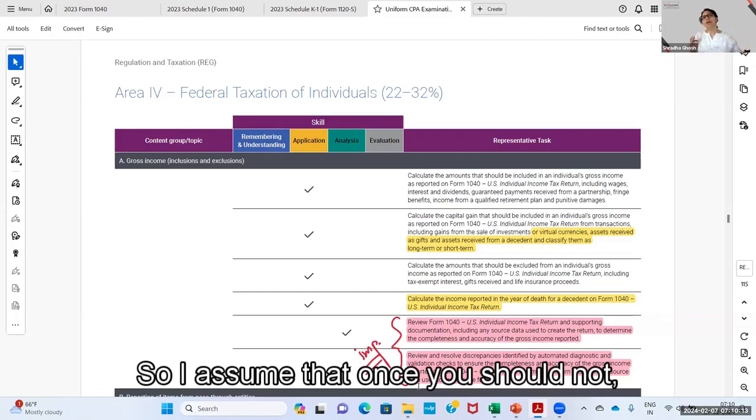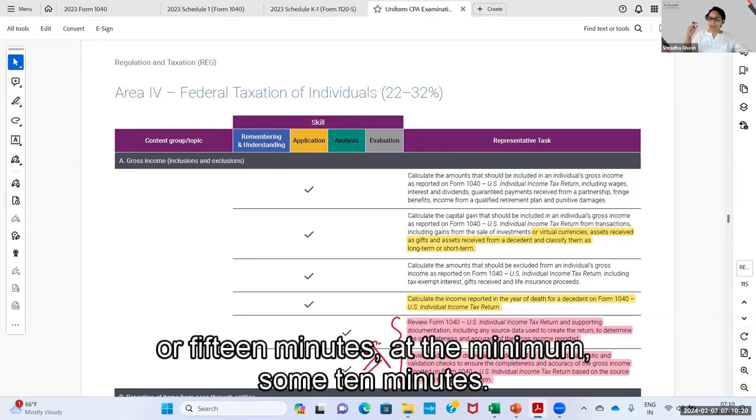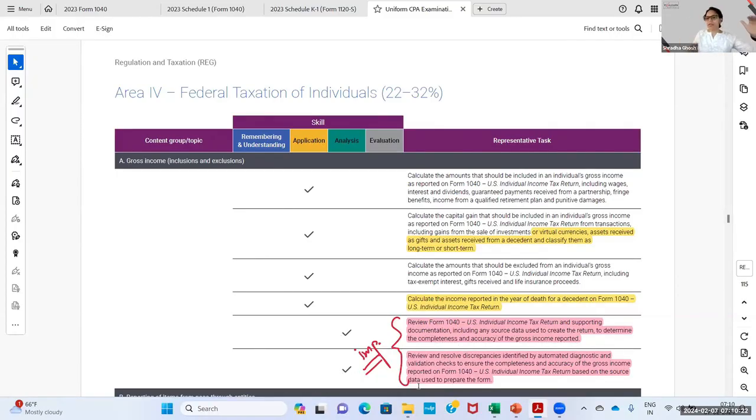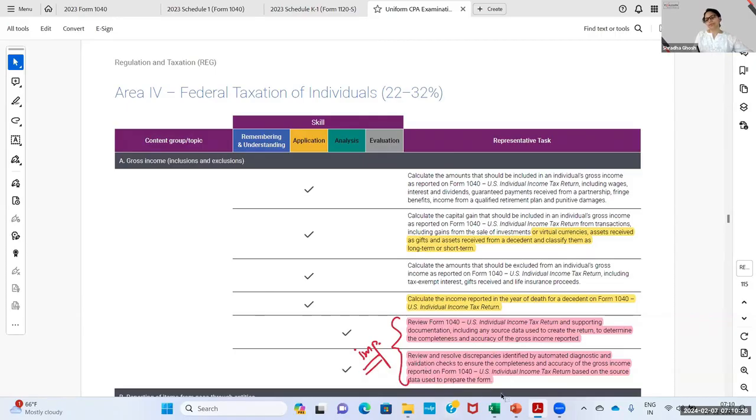So I assume that one sim you should be able to solve in some 20, 25, or 15 minutes at the minimum, some 10 minutes. In the 10 to 15 minutes range, we should be able to solve a sim. Let's see how it is.